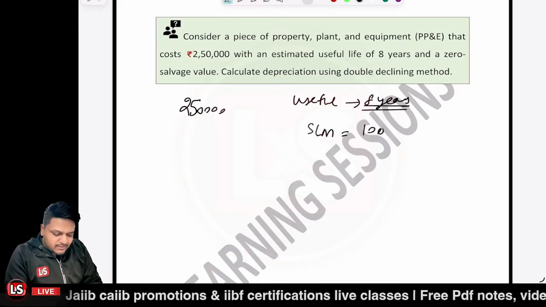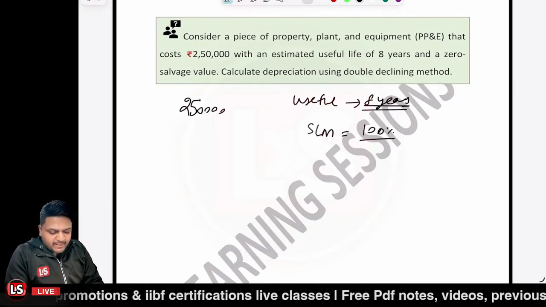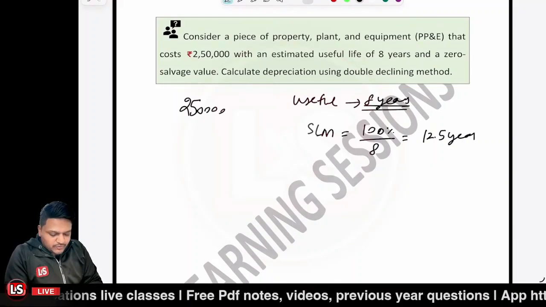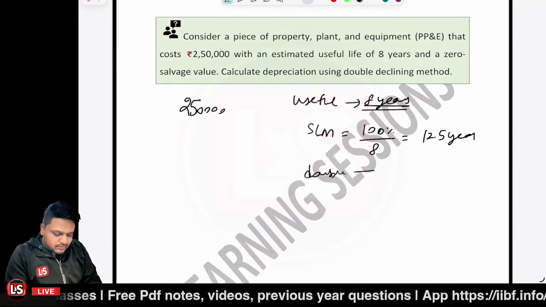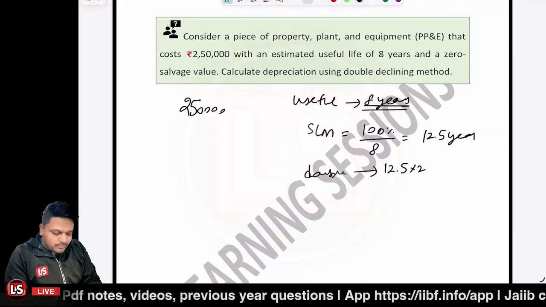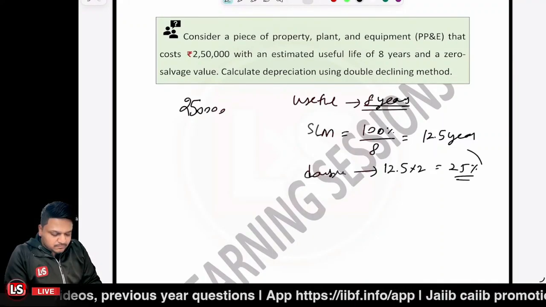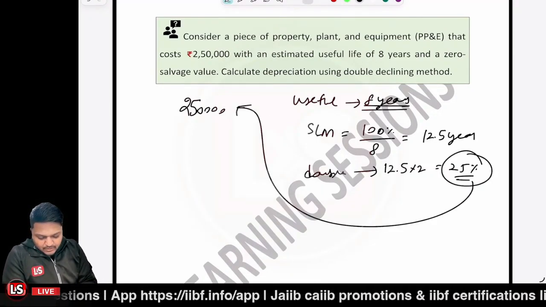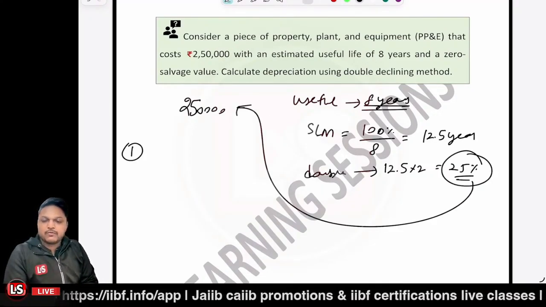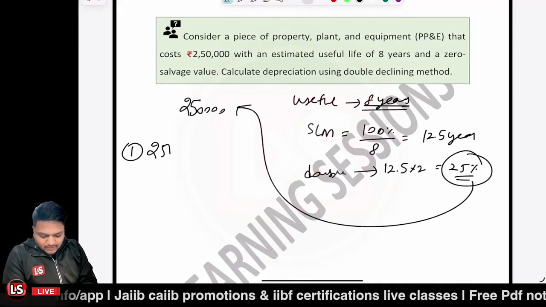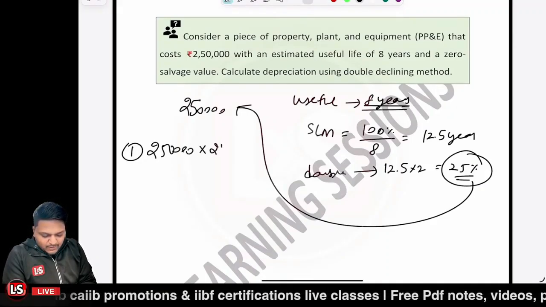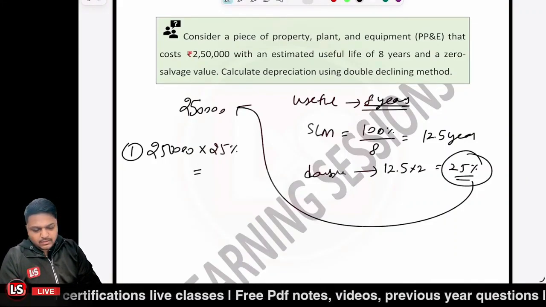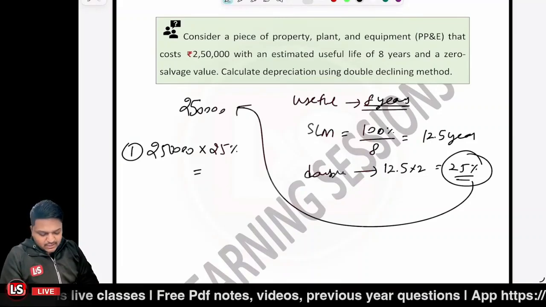It is 100% divided by 8 years, that is 12.5%. Now we have to double this value. 12.5 into 2, that is 25%. Now we will be calculating the depreciation at 25%. I'll be calculating it for 3 years. For the first year, the depreciation would be 2,50,000 multiplied by 25%, that is 62,500.